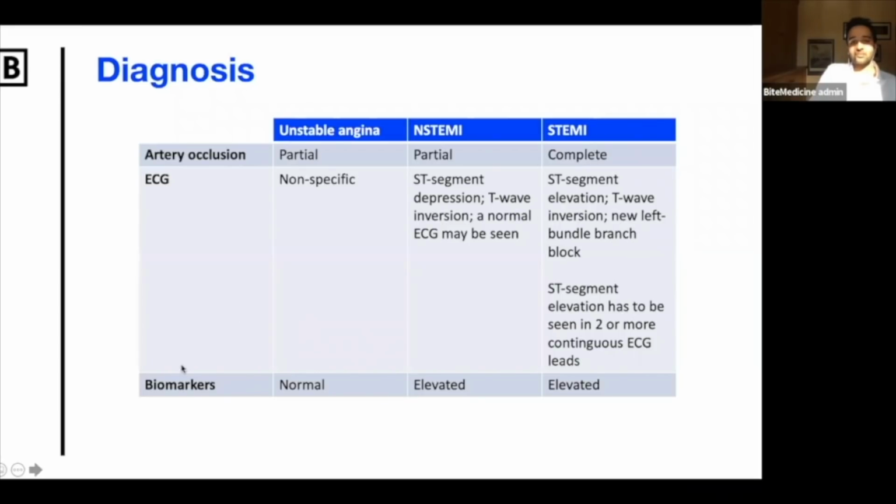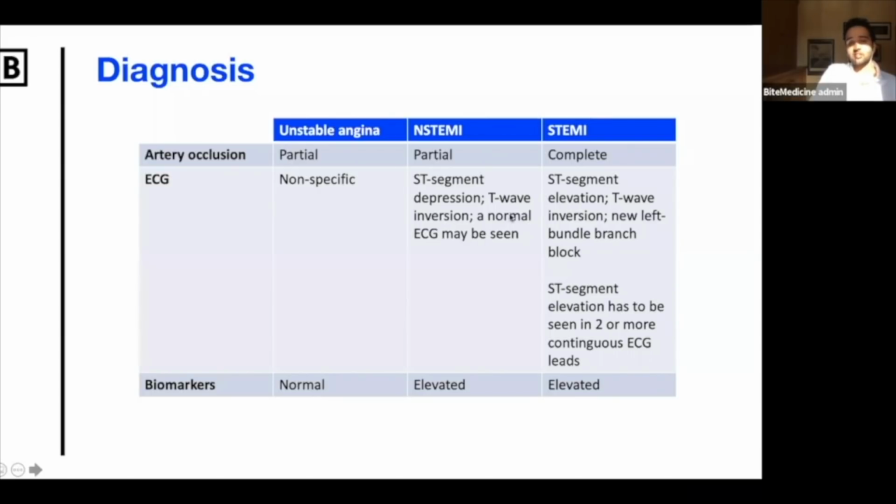And then the next thing we need to look at is our biomarkers. In unstable angina, this is probably one of the most important features. Unstable angina causes normal biomarkers, and STEMI causes elevated biomarkers because cells are actually dying. Is unstable angina a diagnosis of exclusion?